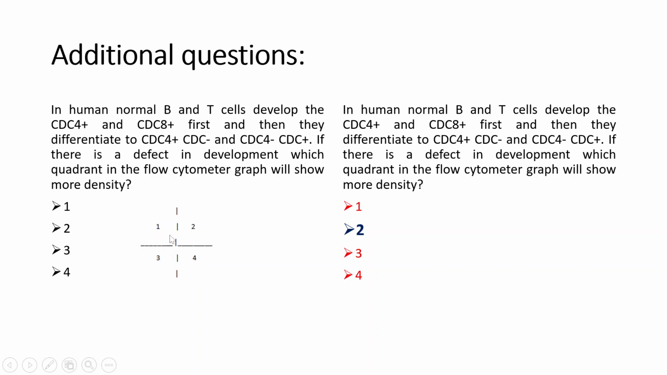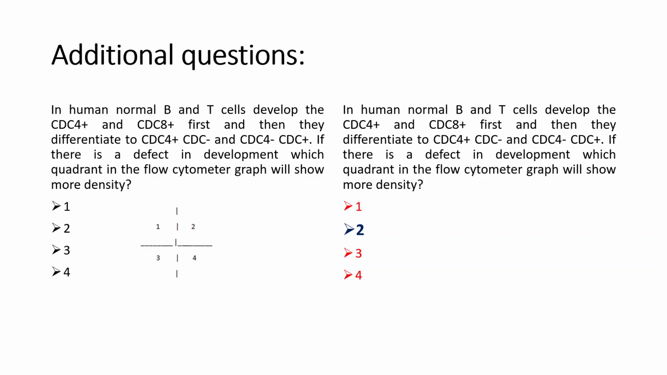So if there is a developmental problem which prevents them from differentiating, we can expect them to retain their original or initial phenotype. So they will be in this region, that is, they are expressing both the markers, and we can expect them to be in quadrant 2. So this was an application-based question of facts.